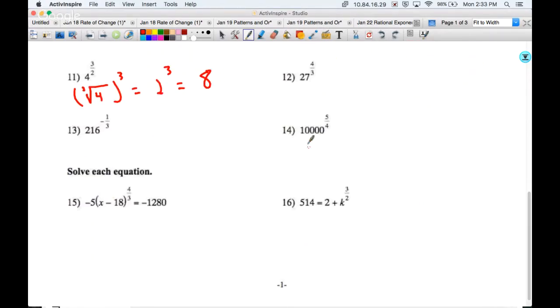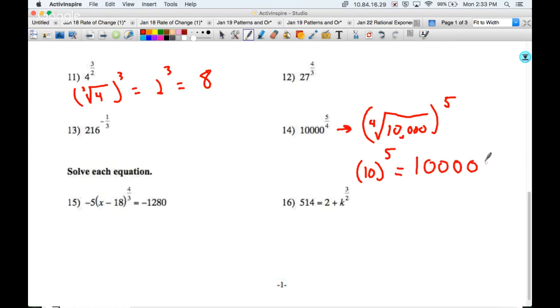Let's see, number 14 looks like a good one. 10,000 to the 5/4. Well, let's convert that to radical form first. So that's the 4th root of 10,000, all raised to the power of 5. Well, the 4th root of 10,000, what number times itself 4 times equals 10,000? That's just 10. And then 10 to the 5th, well, that's a 1 with 5 zeros, or 100,000.